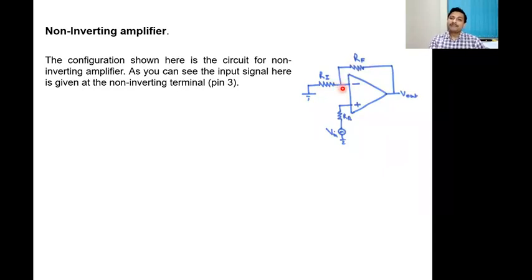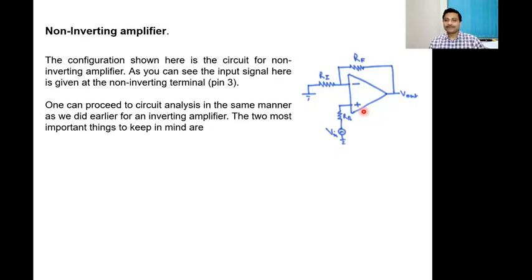A negative feedback will always connect V out, the output pin, pin number 6, to the inverting pin, pin number 2. A positive feedback, on the other hand, would connect pin number 6 for 741 to pin number 3. So keep this in mind. However, for a non-inverting amplifier, the input now will be given at pin number 3. So this is the non-inverting amplifier circuit.